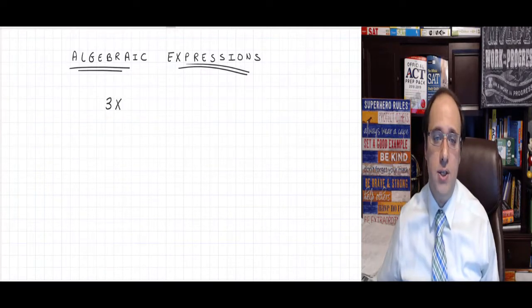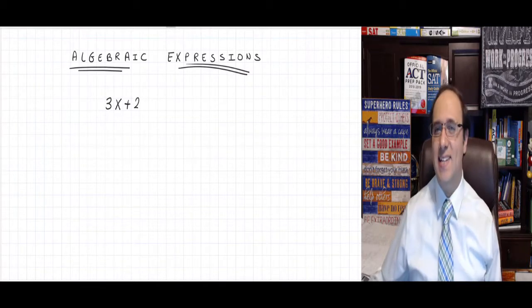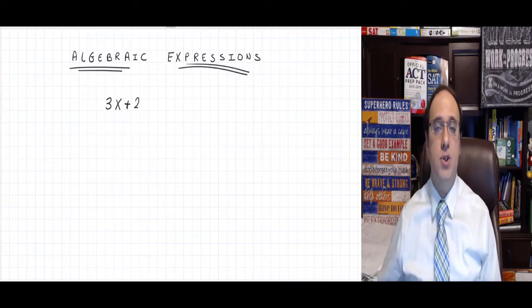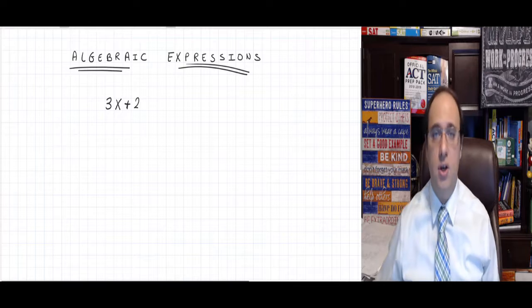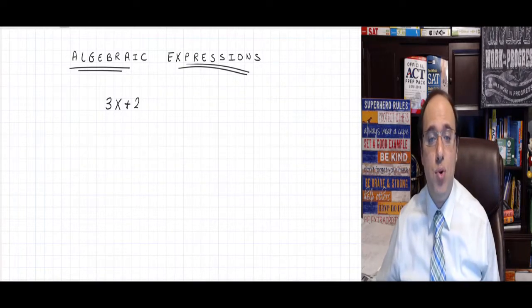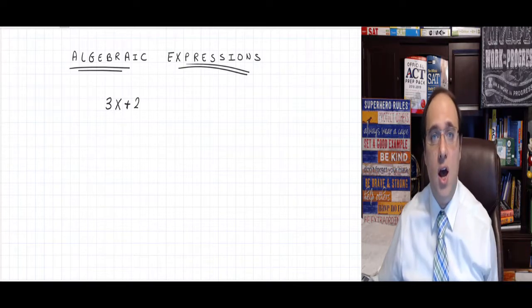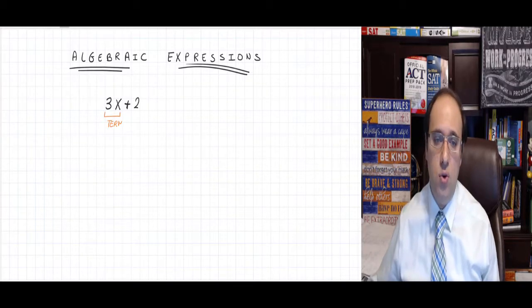3x plus 2. This is a phrase. It's not a sentence. A sentence is something we call an equation, so we're going to talk about this later. 3x plus 2 is an algebraic expression. Every little part of this expression separated by a plus, minus, divided, or times sign is called a term. So 3x altogether is a term, and 2 by itself is a term.